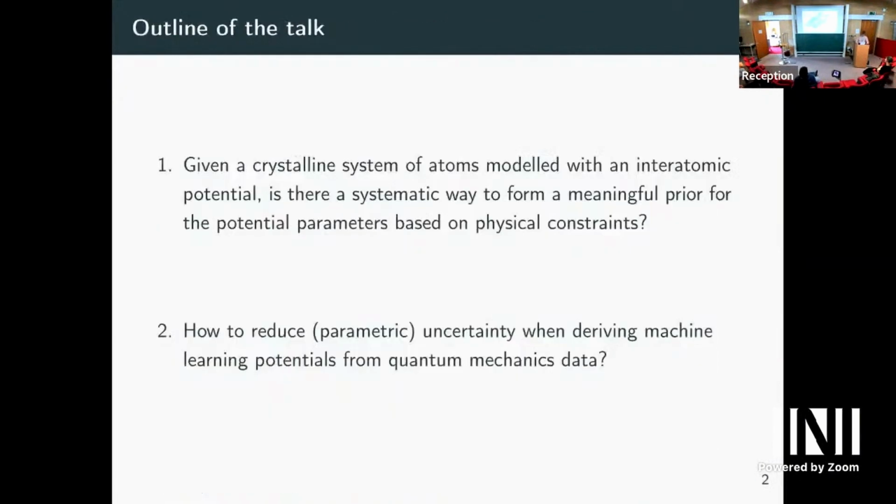Okay. So the outline of the talk here, I've already sort of mentioned it. First of all, I mentioned the work with Angela, and the general question here is: given a crystalline system of atoms which you model with an interatomic potential, is there a way to form meaningful priors for the potential parameters based on physical constraints, prior distributions? We're talking about the stochastic modeling of these things. And then the second part is the current work that I'm trying to push forward while visiting Newton, which is how to reduce parametric uncertainty when we derive machine learning potentials from quantum mechanics data.